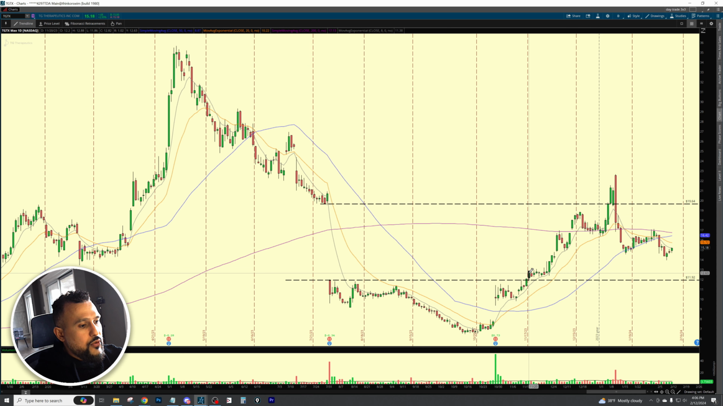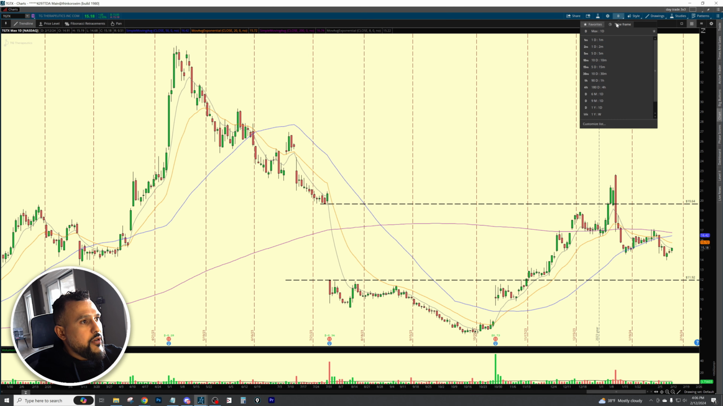So we're going to go back to November 20th. All right, so let's go intraday. Let's change this to 120 days out. Let's go to the 2-minute chart. It only has 5 minutes. Let's see if we can do 2 minute.